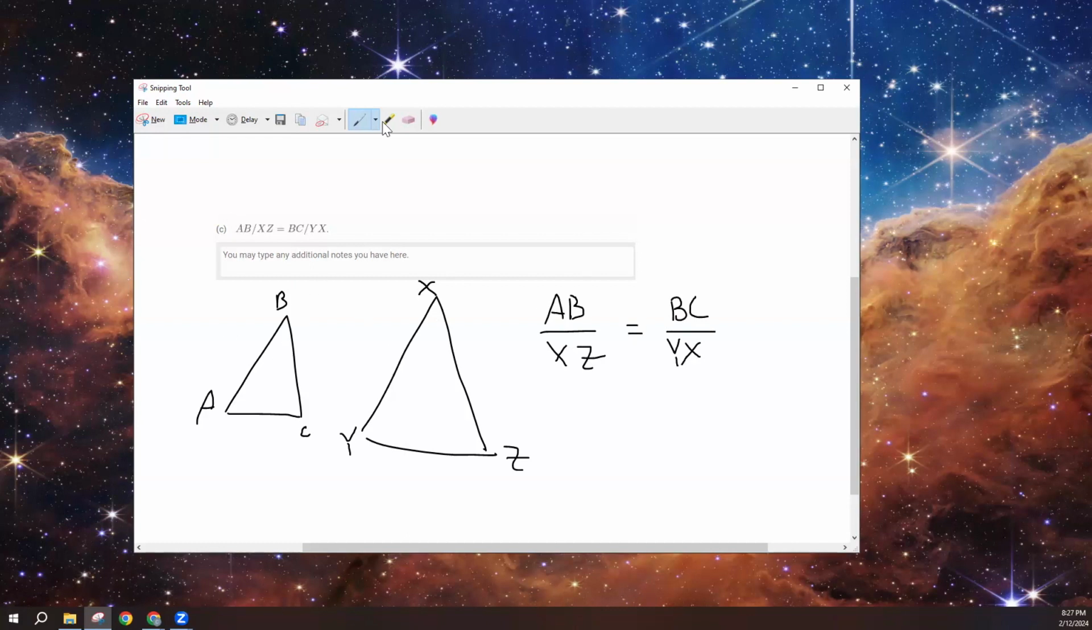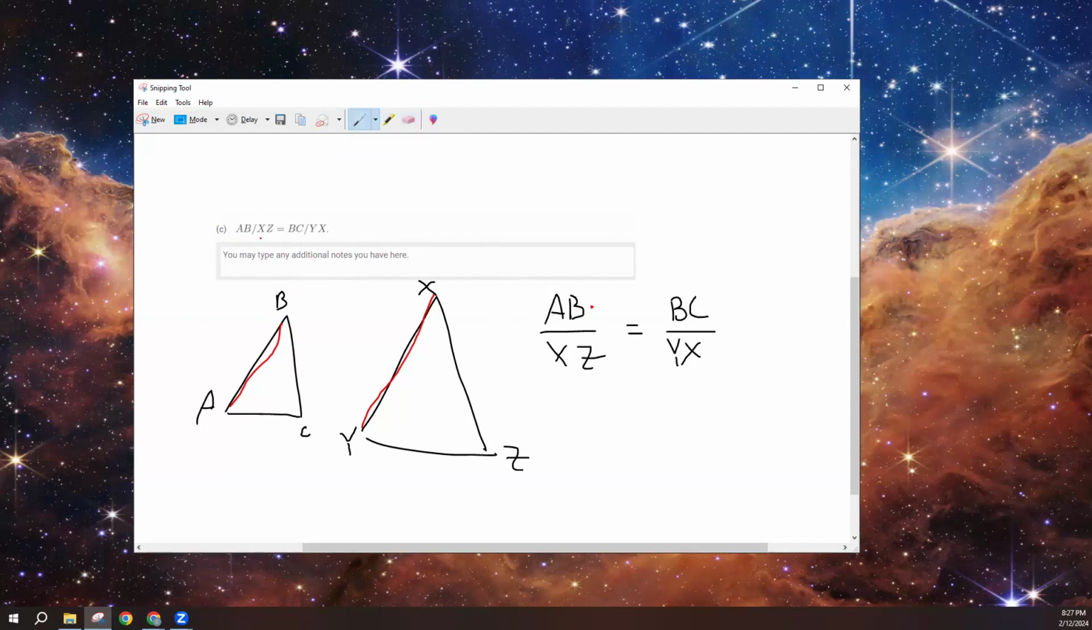Let me just make these a different color here. We're going to make this one red and this one red, and that makes this red and that makes this red. Is that right? Oh, no. But XZ is not that. Oh, XZ. So it says AB over XZ is equal to BC over YX, right? This is why sometimes it's helpful to match the colors, especially if the triangle is sketched as badly as I've done it.